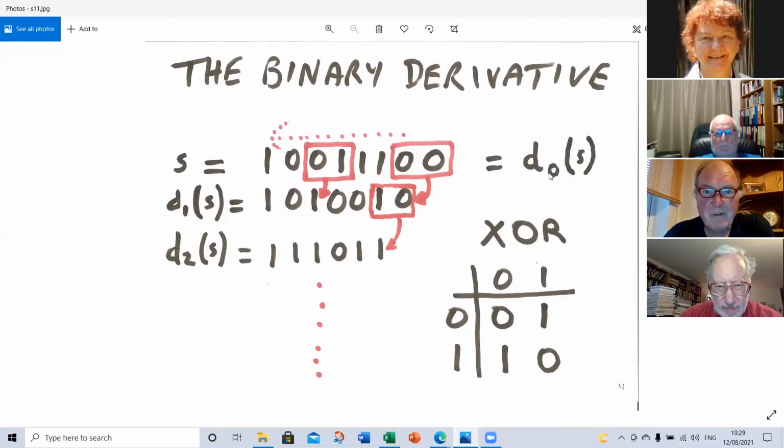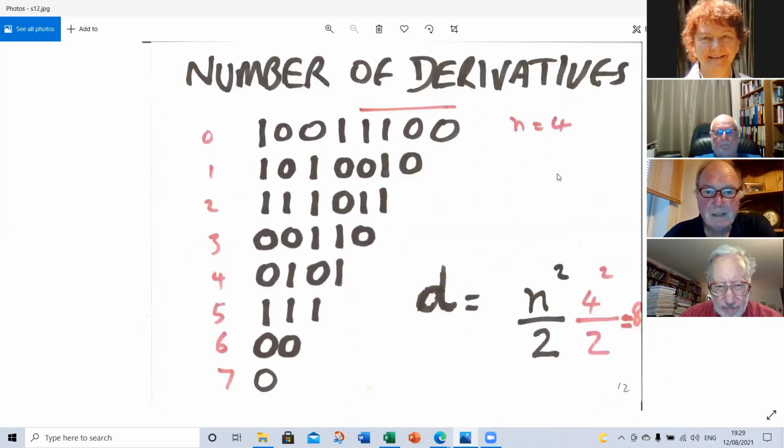The binary derivative is how we detect periodicity, and it is a fact that every periodic number becomes all zeros eventually. Perhaps I should have done a slide to illustrate that, but here's the full set of derivatives for that number earlier. Notice this derivative here is all ones, and the next derivative is all zeros. There's a proof of that in Nathanson's work.